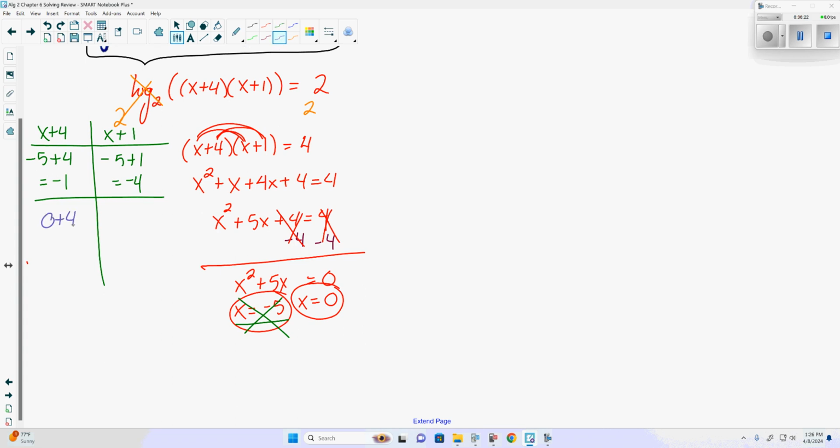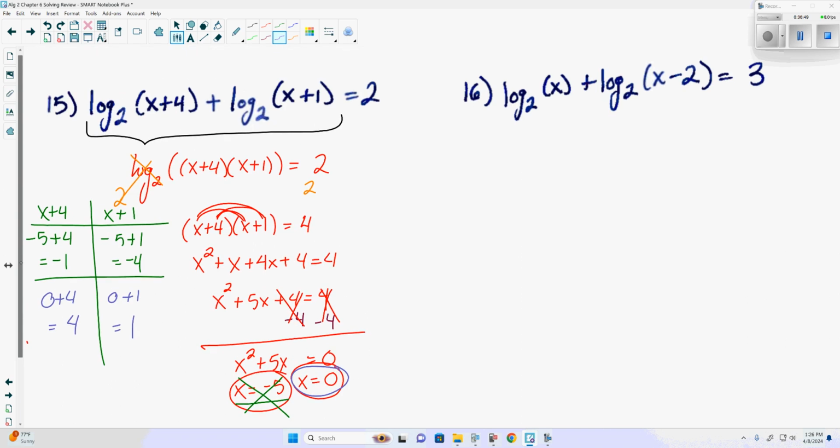Now, if we try it with 0, I'm going to change colors. 0 plus 4 is 4. 0 plus 1 is 1, and when we plug in 0, the two values that we get are both positive numbers that aren't 0. So x equals 0 is our solution. Questions on this here? We ready for the last one we're going to do today?